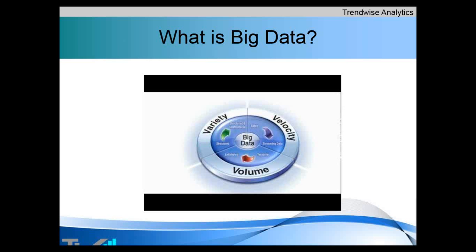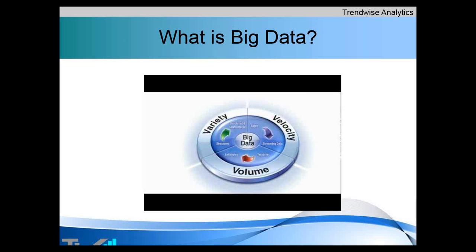Volume, I guess, is a no-brainer, as the name suggests. Big data involves handling of large volume of data. And this is a relative term. 10 years ago, a gigabyte would have been considered a large volume. Therefore, there is no real specific figure when it becomes big data. But as of today, a thumb rule seems to be 1 terabyte of data. Anything in the range of 1 terabyte is usually considered as big data.